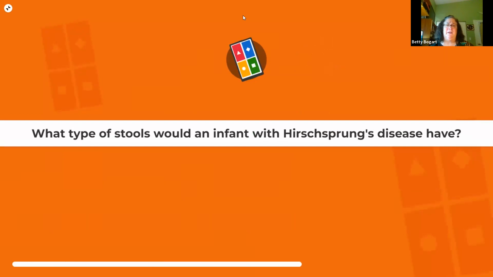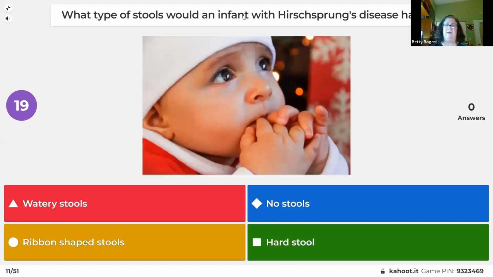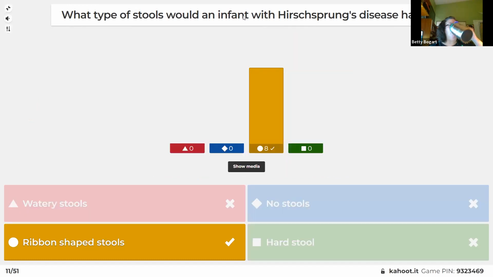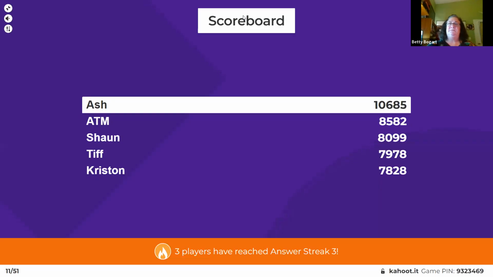What type of stools would an infant with Hirschsprung's disease have? Ribbon-shaped stools, very good.